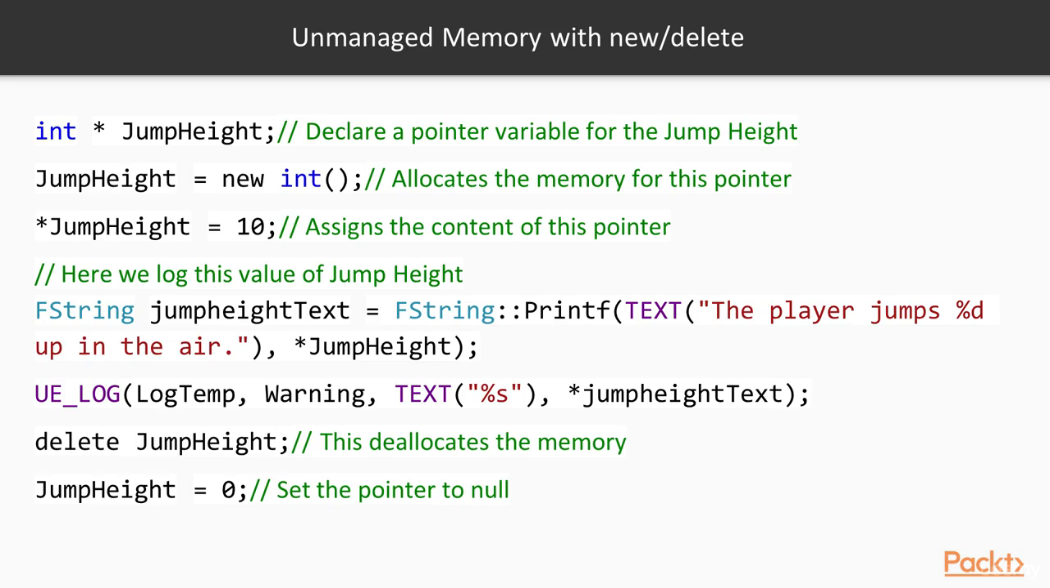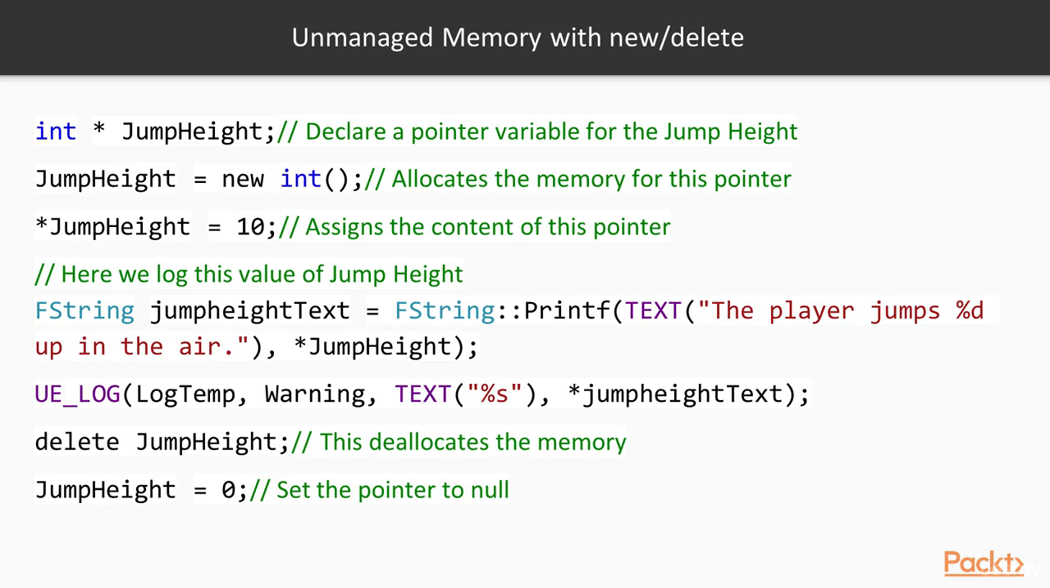So you say delete jump height, and it deallocates your memory for you and calls the destructor of your object. And finally, you set the jump height to be null so that you avoid accidentally working with this pointer later on. So whenever you want to work with this pointer, you can simply put it in an if statement to test whether it is null or not.